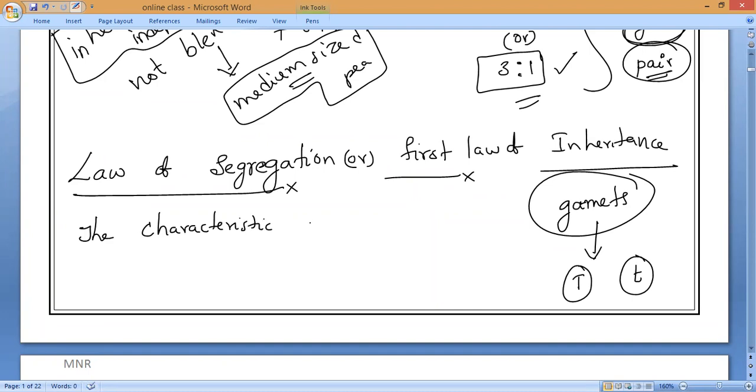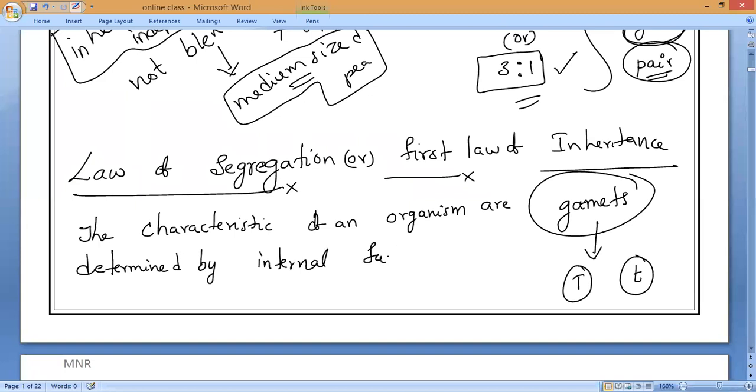The characteristics of an organism are determined by, is it possible to determine the characteristic by a single gamete, or always how they will be represented? Genes are represented how, always? Yes, that is what you have to remember. So the characteristics of an organism are determined by internal factors. These factors we now call genes.